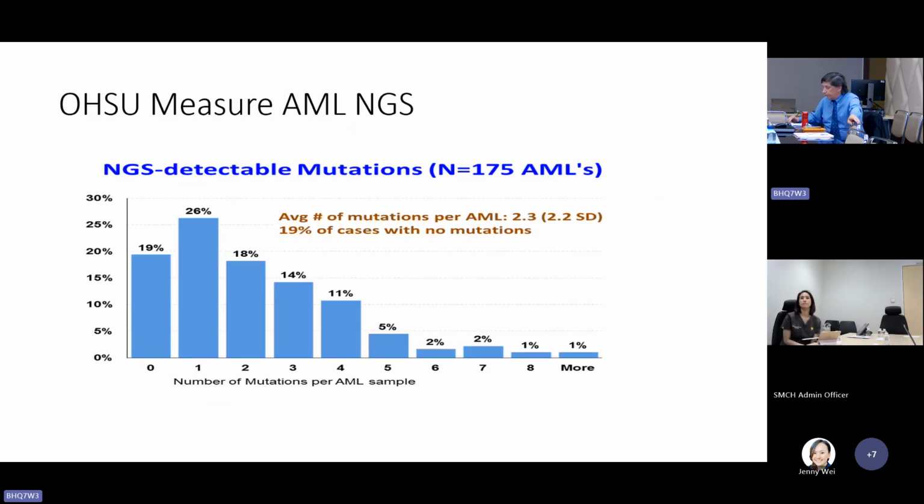Now, interesting, if you know about cancer, we think of lung cancer, we think of melanoma. They often have 25 to 30 mutations per disease because they take time to develop.